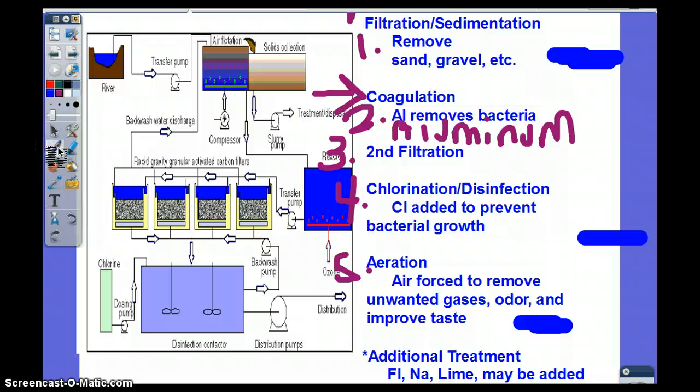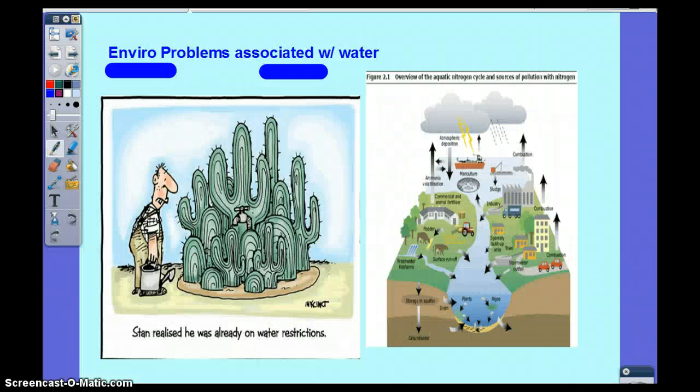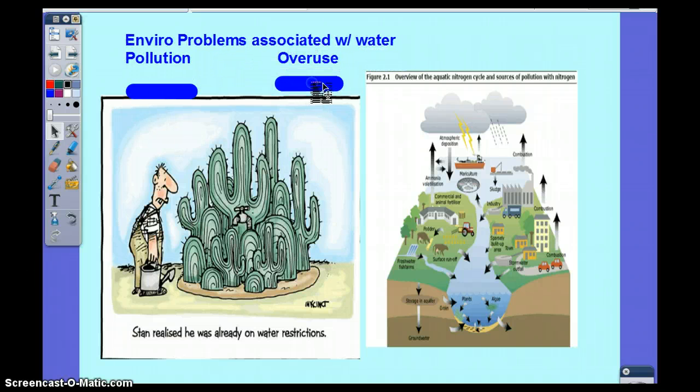And some plants, ours does additional treatment, which is adding lime or fluorine, that's what that says right there, or sodium, that's sodium. You don't have to know those chemical formulas, but you have to know that they add stuff for taste. Obviously problems with water, and the main thing is overuse and pollution. We have to really be concerned with the amount of water we're using, and when we pollute it, it's unusable, so they kind of correlate.